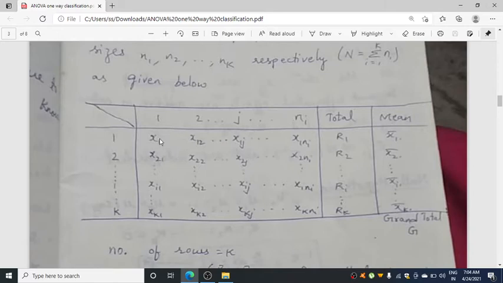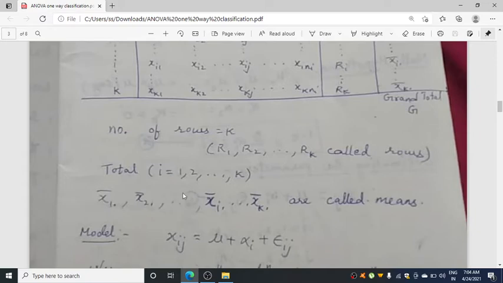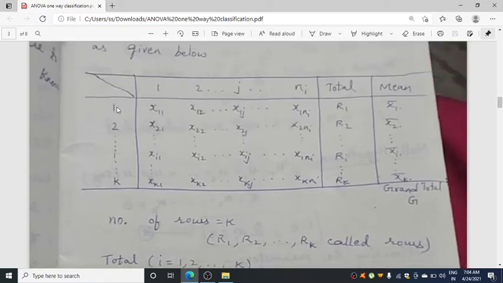For x11, x12, x13 so on till x1ni, you write here number of rows is equal to k. Just remember, students, if you are writing x here, it will be row wise 2 and column wise 2. Like if you are writing xk, it is row wise k and column wise j. Just write in that form. Then total is r1, r2, because you are doing the total of rows. Then mean is x1 dot bar, x2 dot bar.